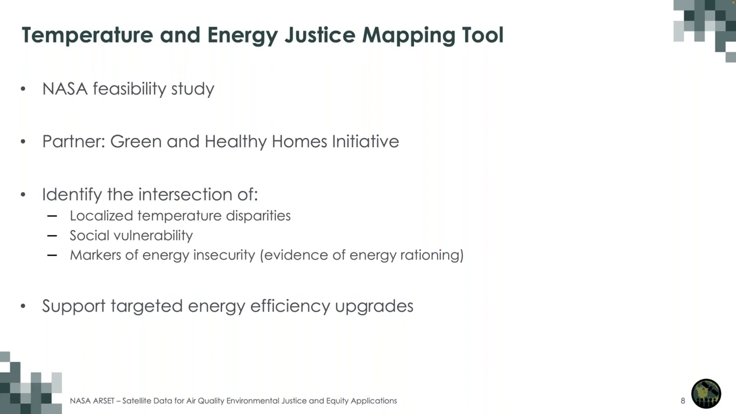And so having this as a stakeholder group, we decided to try and use earth science products and remote sensing data to identify the intersection of localized temperature disparities, social vulnerability, and also markers of energy insecurity, in this case specifically evidence of energy rationing. And the overall goal of identifying these intersections is to potentially support targeted energy efficiency upgrades to the neighborhoods and communities that need them the most.